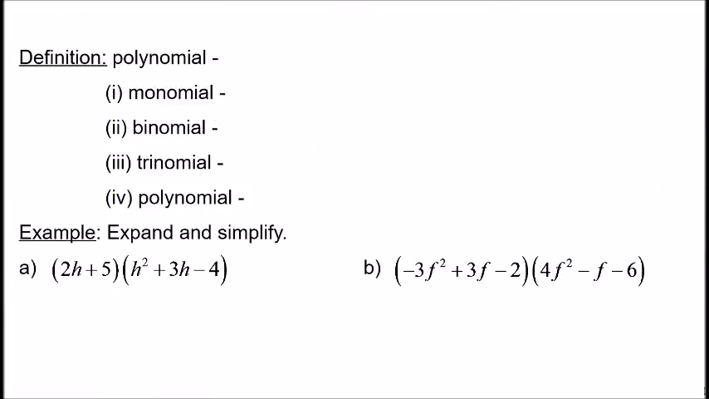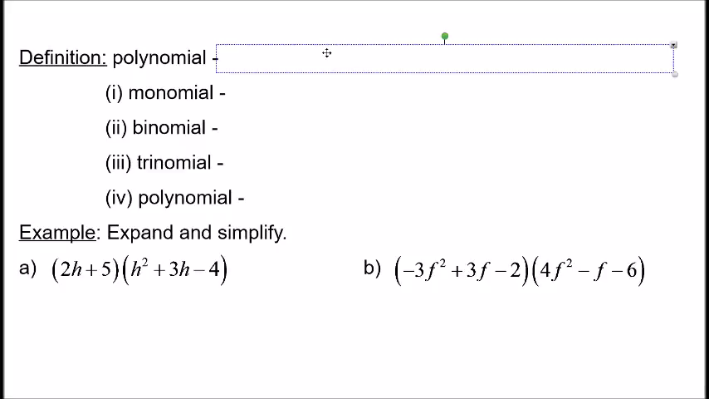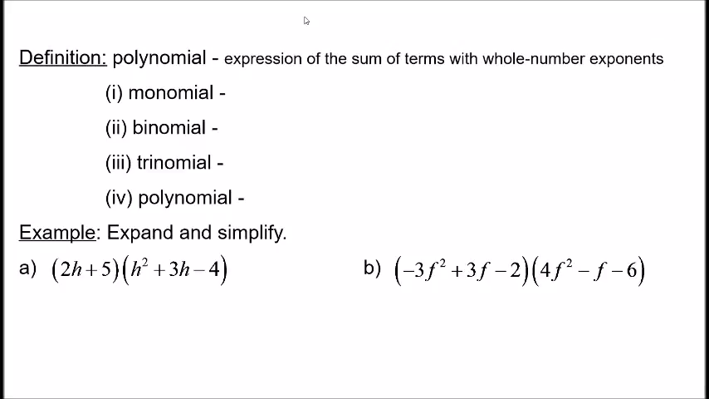Definitions. The first definition we're going to look at is what is a polynomial. So a polynomial is an expression of the sum of terms with whole number exponents. Within polynomials, we have a few different specialty terms that we use. The first one is monomial, and a monomial has one term. Think about it as mono means one. Examples of this would be 5x squared or maybe 32x to the 5.